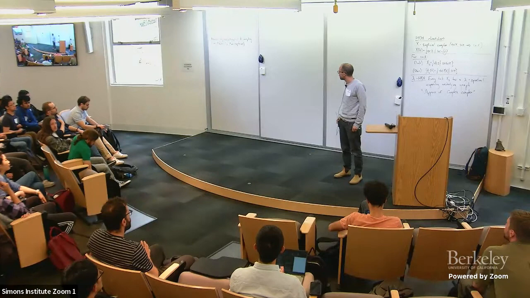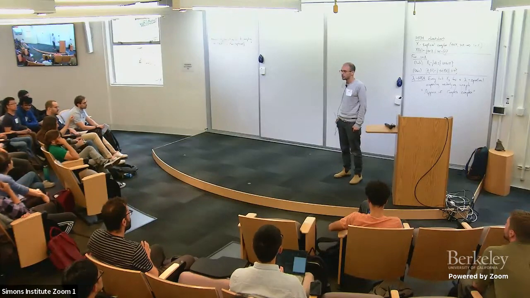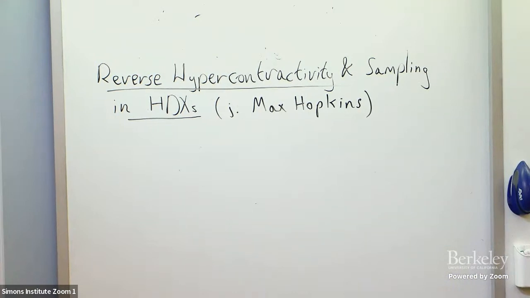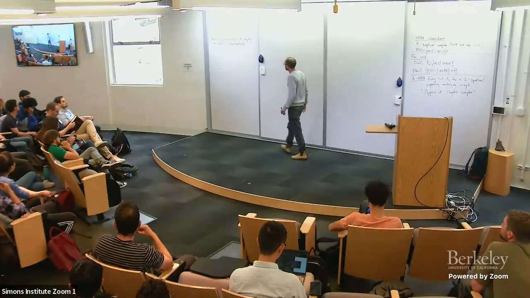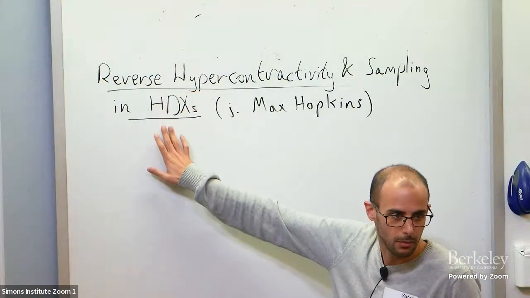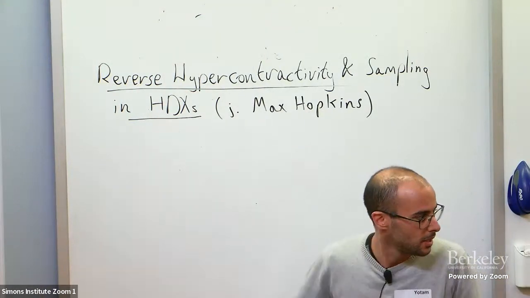So yeah, first of all, I'm going to say this talk is joint work with Max Hopkins from UCSD. So hi, Max. Yeah, so as Bill said, I'm going to tell you about reverse hypercontractivity and sampling in high-dimensional expanders. So this is sort of the Boolean function analysis part, and this is like the beyond the hypercube part.